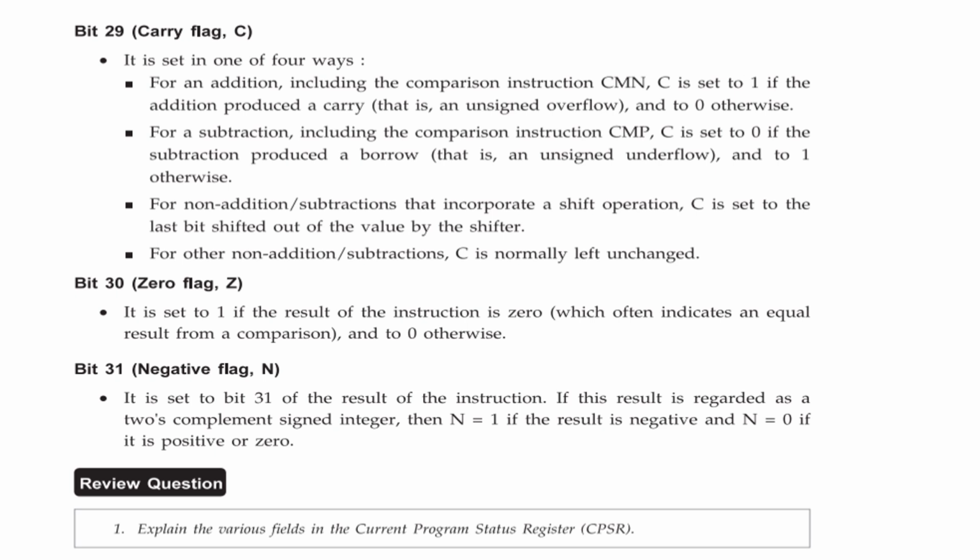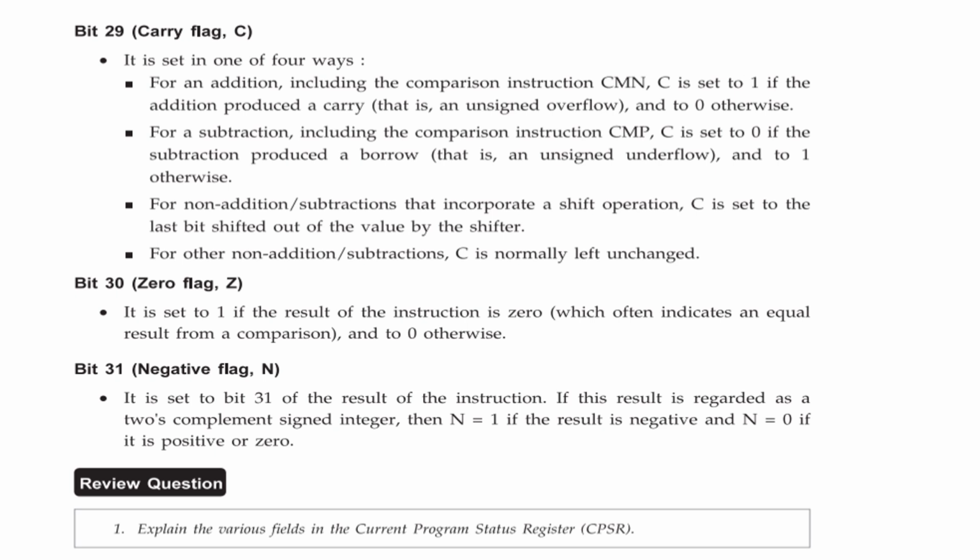For non-addition or subtraction instructions that incorporate a shift operation, C is set to the last bit shifted out of the value by the shifter. There are shift operations as well, we will see them. And for other non-addition or subtraction instructions, C is normally left unchanged.